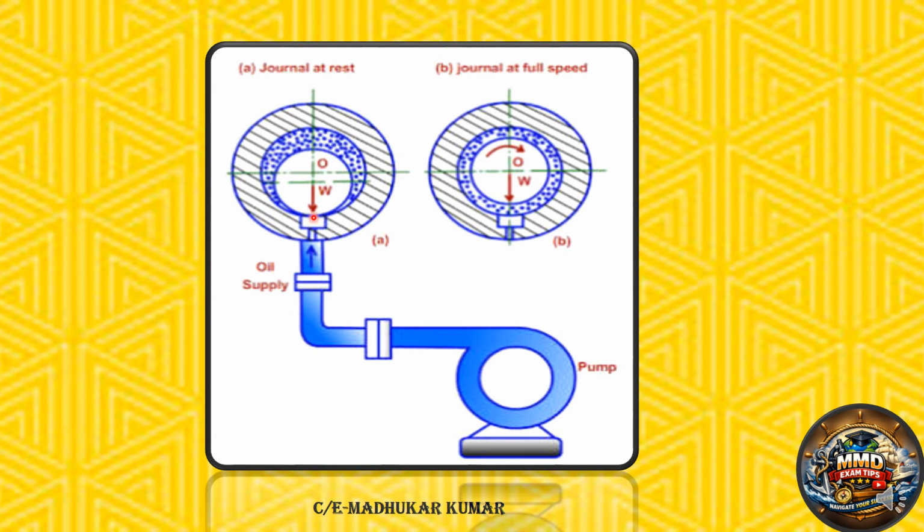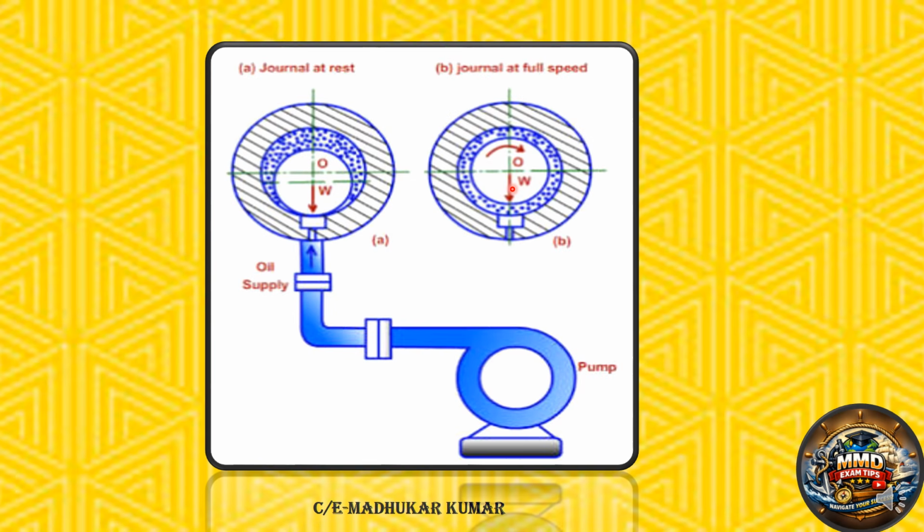After that, the oil slowly starts filling up. Once the oil is completely filled, you can see the journal is already lifted. The weight is being taken by the lube oil. The lube oil which is here takes the weight, and the separation has already started.